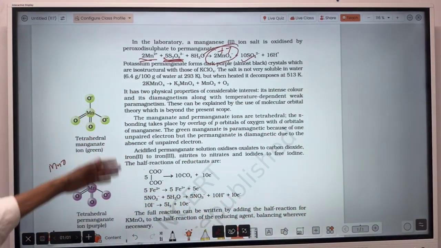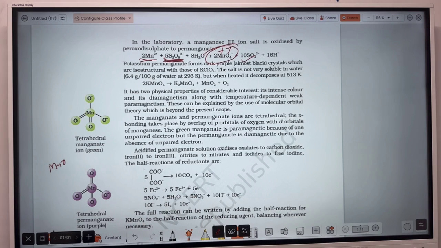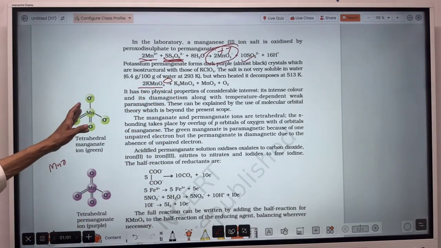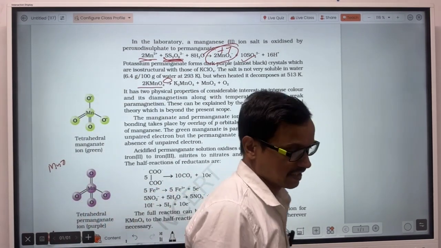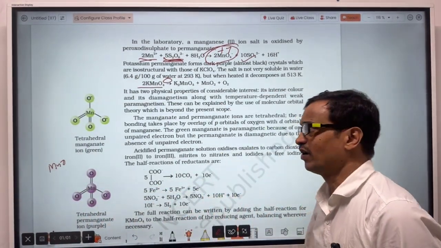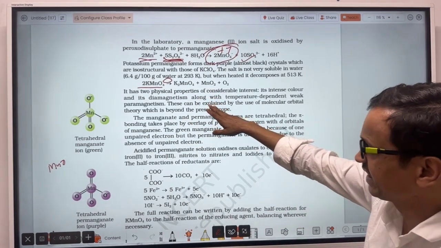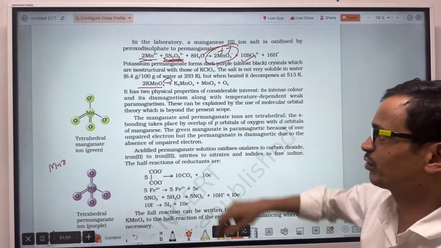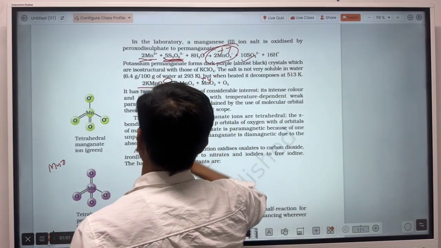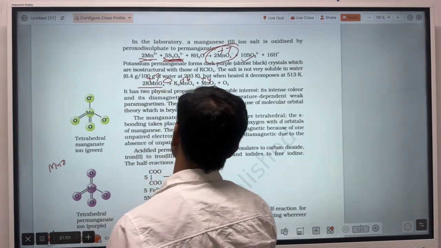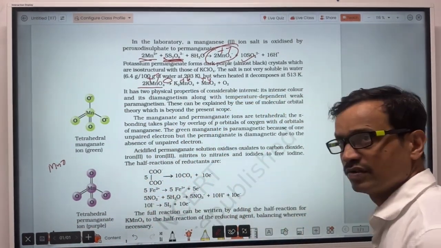Then after is characteristics. One of the characteristics of potassium permanganate is that when you supply heat energy, potassium permanganate will convert into potassium manganate. On heating the potassium permanganate, there will be formation of manganate ion and MnO2. That means here the oxidation number of manganese is plus 4, here plus 7, here plus 6.